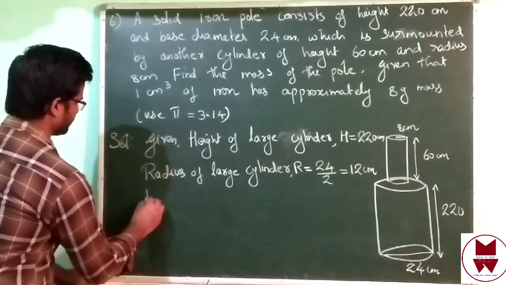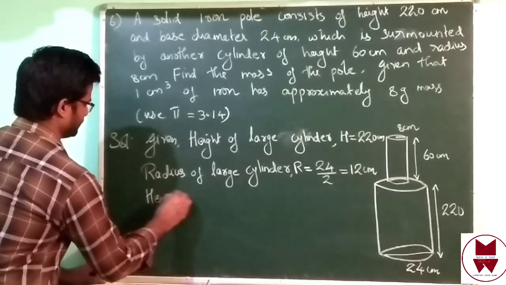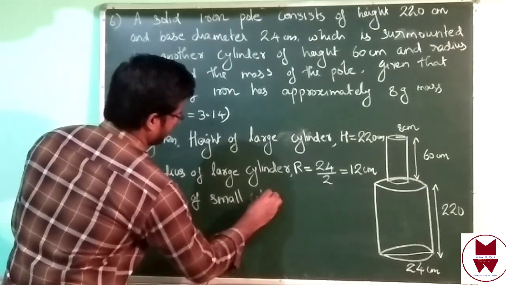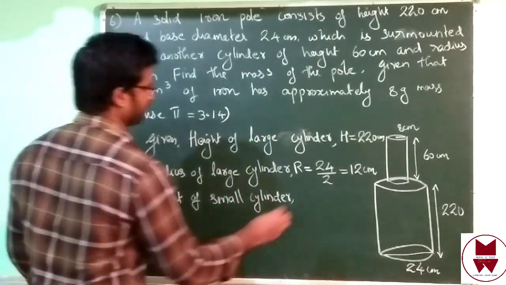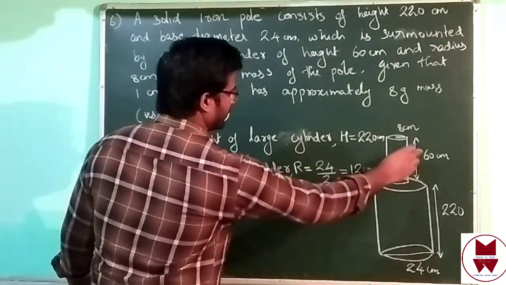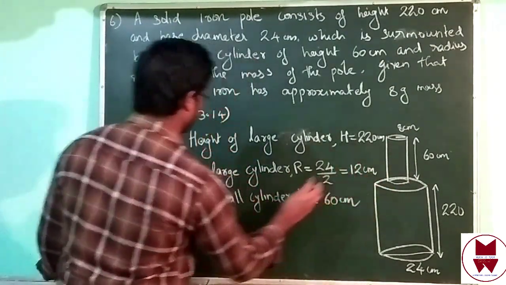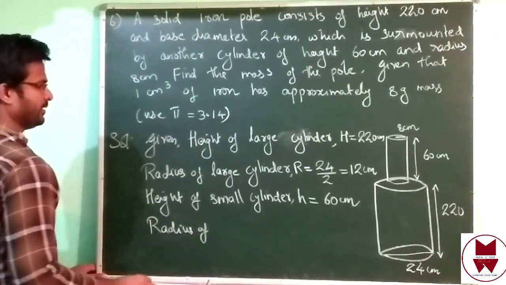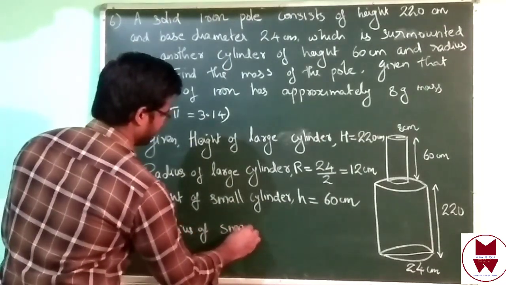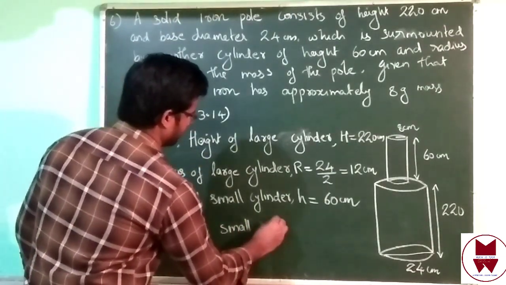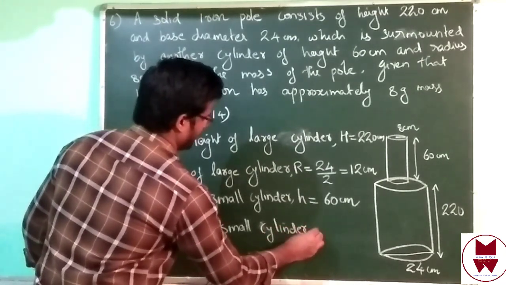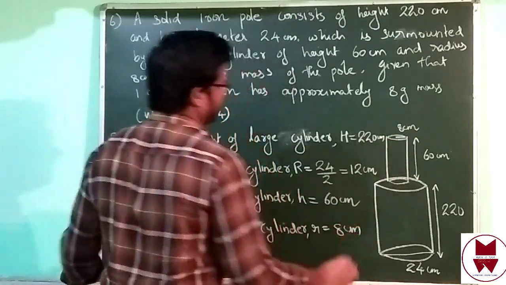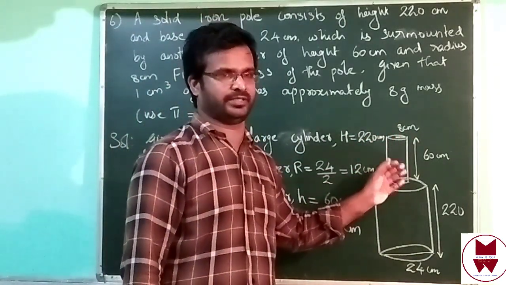Then next, the height of the small cylinder, small letter h, height already given 60 centimeter. Then next, the radius of the small cylinder, small letter r equal to the radius given, that is 8 centimeter. In the second figure they have given the radius directly, not the diameter, keep in mind.